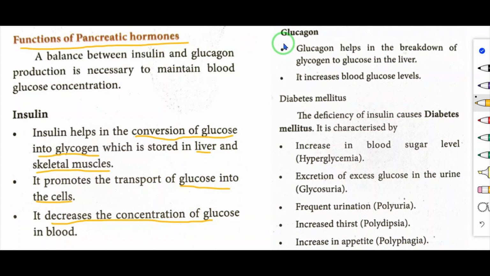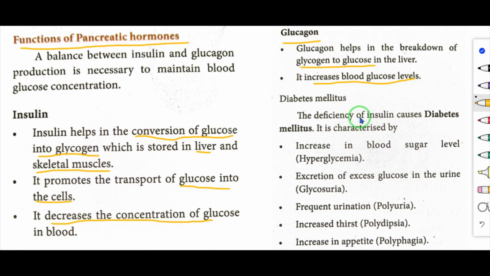The next one is glucagon. The second hormone, glucagon, helps in the breakdown of glycogen to glucose in the liver. Just the opposite. It increases the blood glucose level.